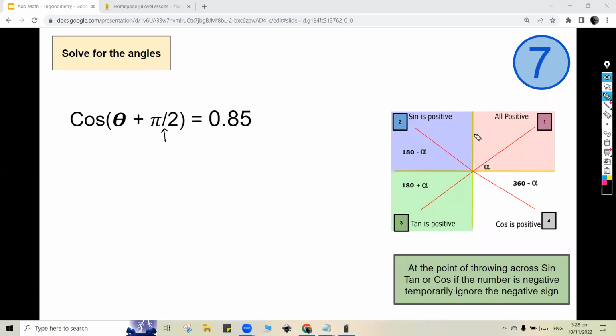90 degrees. So here's my suggestion. We put cos, open brackets, theta plus 90 degrees. Doesn't this look a little bit less scary? Because we are accustomed to seeing degrees. We don't care about radians. So everyone rewrite the question like that.